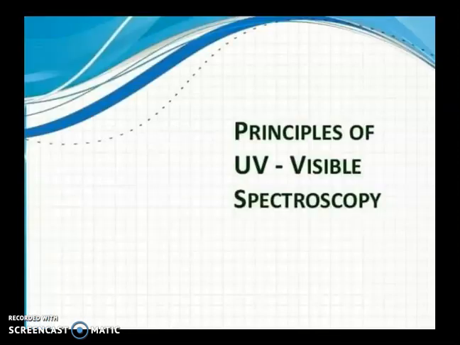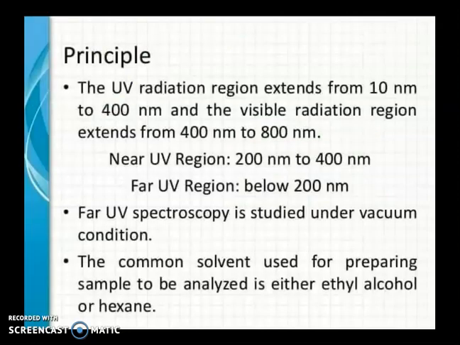What is the principle of UV spectroscopy? The UV radiation extends from 10 nanometer to 400 nanometer, and the visible radiation extends from 400 nanometer to 800 nanometer. Near UV region is 200 nanometer to 400 nanometer, far UV region is below 200 nanometer. Far UV spectroscopy is studied under vacuum conditions. The common solvent used for preparing the sample to be analyzed is either ethyl alcohol or hexane.